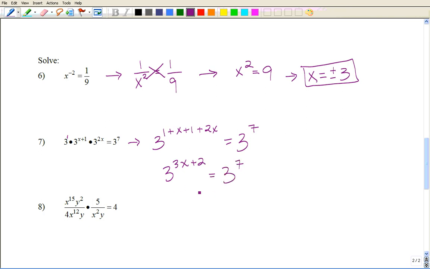So notice in my equation I have 3 to the power of something equals 3 to the power of 7. Therefore my exponents can be set equal to each other. So 3x plus 2 equals 7. Now I just solve for x. So if I subtract 2, I get 3x equals 5, and divide by 3, so x equals 5/3.